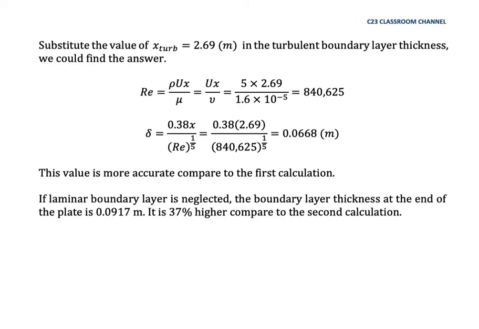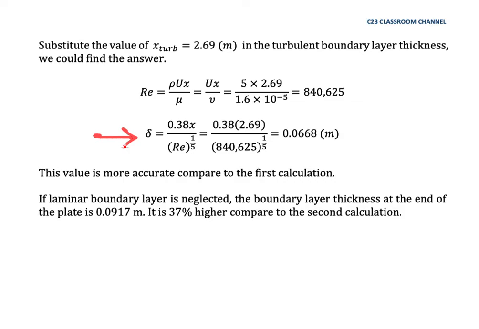Then if we check the value of 2.69 meter in the Reynolds number, we find that it is 8.4 times 10 to the power of 5. So it means that it is turbulent. Then we can calculate the value of delta by using the 1/7 power law equation. Here we get the value of delta as 0.0668 meter.